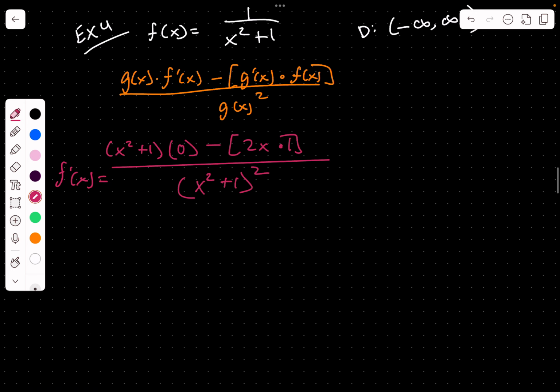So let's simplify. Anything times 0 is always going to give you 0, right? So this completely cancels itself out right there. Then we are left with negative 2x, because 2x times 1 is 2x. Then negative times 2x is negative 2x over x squared plus 1 squared.